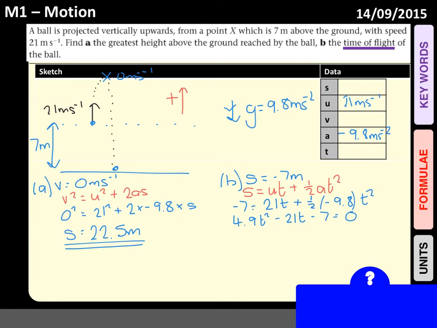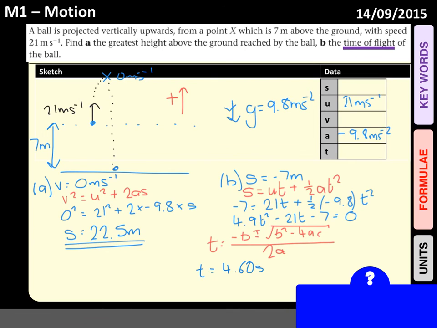So subbing that into the quadratic formula, which is t equals minus b plus or minus the square root of b squared minus 4ac all over 2a. Now at A level you will be expected to remember that formula by heart, so let's start learning it now if you haven't already. Subbing in the values then, we will then be able to calculate the value of t. So our positive root comes out to be 4.60 seconds.